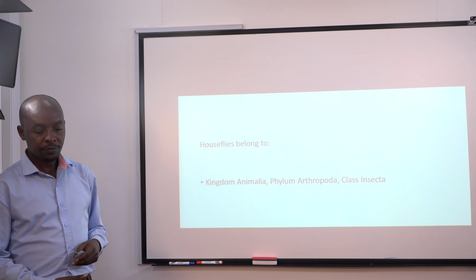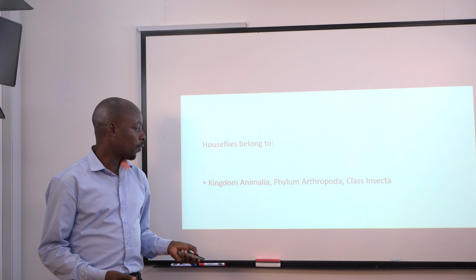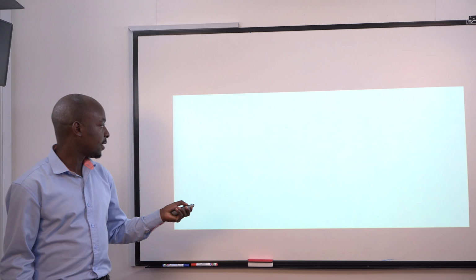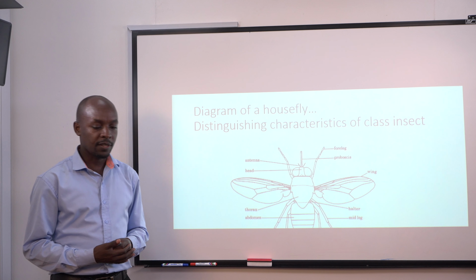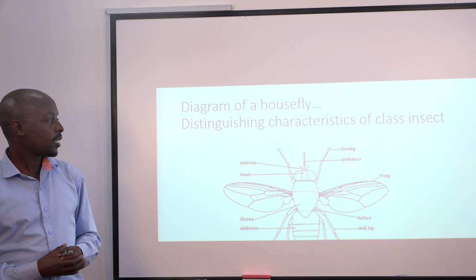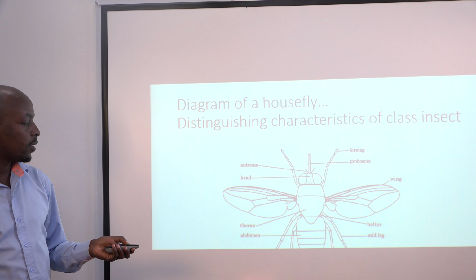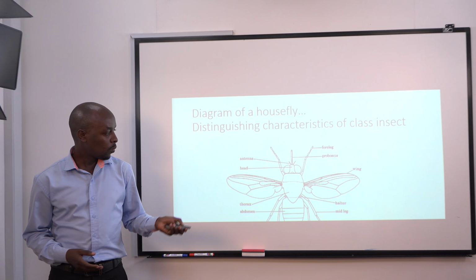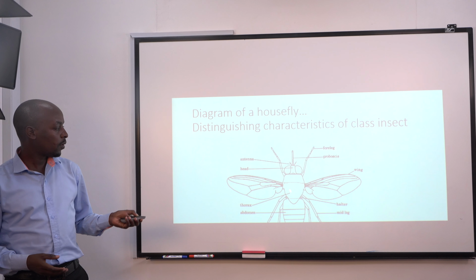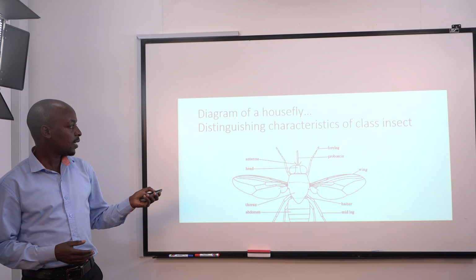So finishing up, a housefly belongs to kingdom Animalia, phylum Arthropoda, and class Insecta. Now look at the distinguishing characteristics of class Insecta. Insects have 3 pairs of walking legs, 3 pairs of jointed legs, 1, 2, 3. Those are the legs. Again, a pair of wings. How many body divisions? You can count. 1, 2, 3. So an insect has 3 body divisions. Their bodies are divided into 3. And here is a housefly with 3 body divisions.